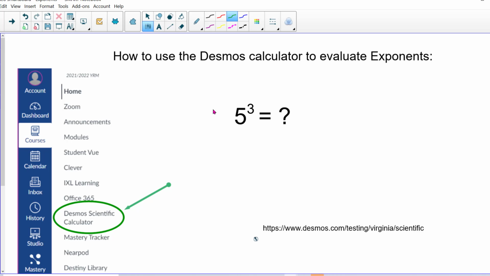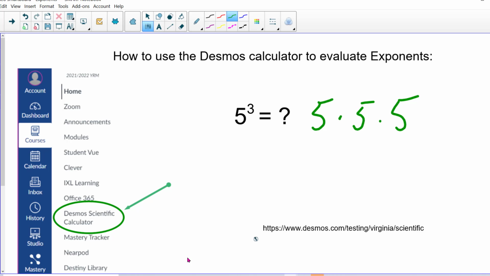So now let's take a look at some different ways we can use the Desmos calculator to evaluate exponents. In other words, to figure out what they're equal to, the standard form. So if we look at 5 to the 3rd power, that means 5, the base number, multiplied by itself, written 3 times, and we'd solve that. So one way to get to your Desmos scientific calculator is in Canvas, in your Math Canvas course. On the menu bar, it says Desmos Scientific Calculator. You would click on that. So you'd open it up in a new tab.